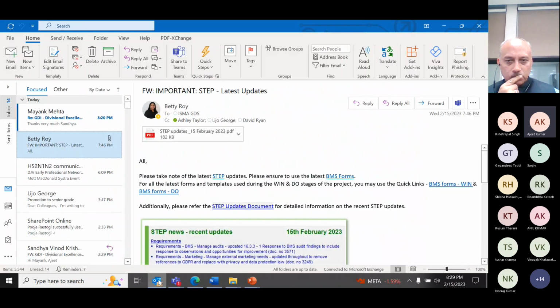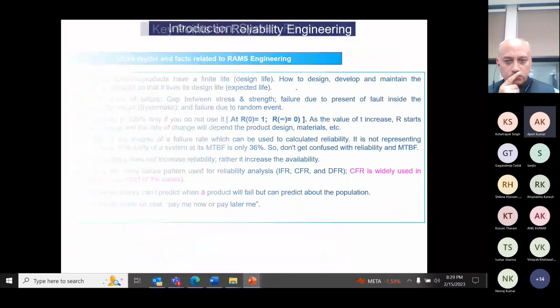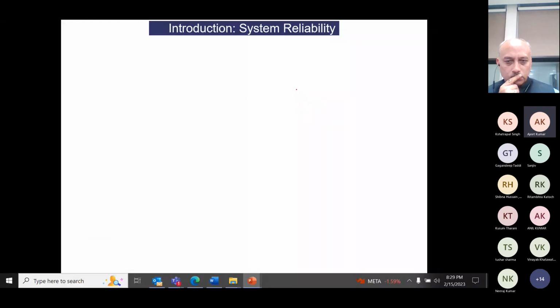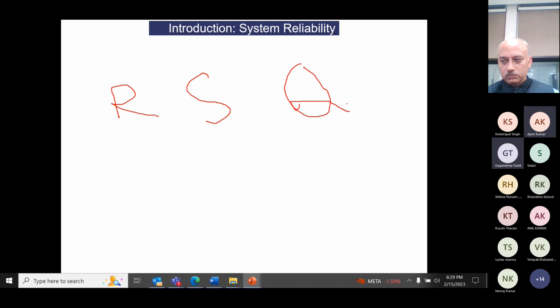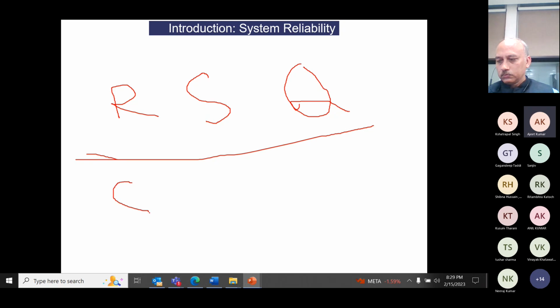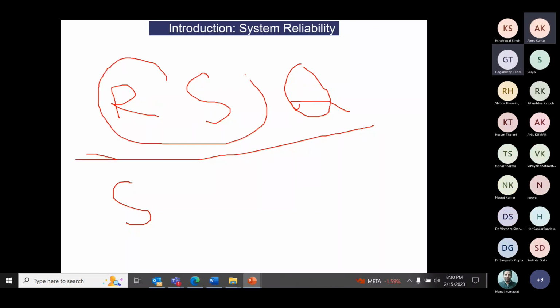The forum is very good, and I'm very happy people are interacting. But this morning I covered reliability, safety, and quality. Correct? Then, apart from this, there is a subject called security. Security is a different subject, and safety is a different subject. Safety and reliability are the same to some extent.